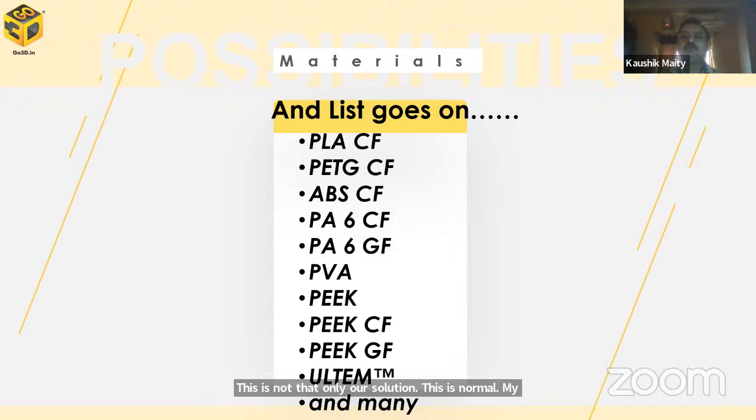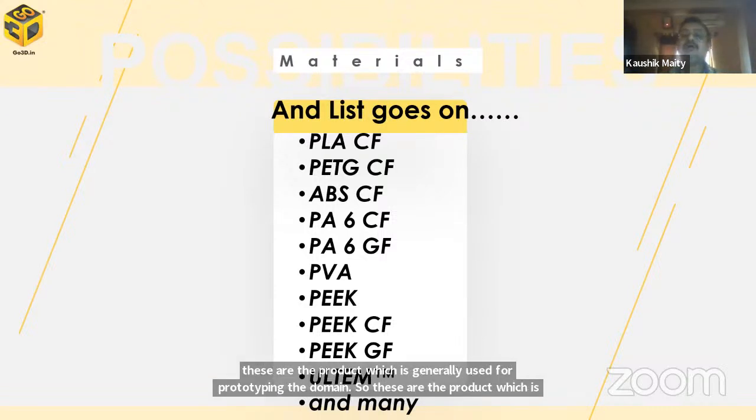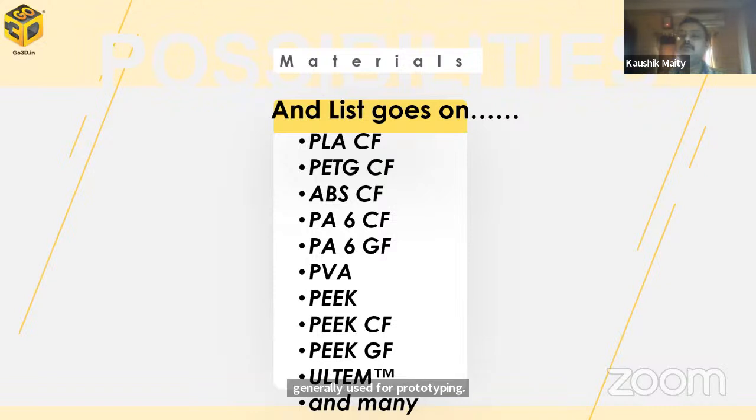So these are the materials which are generally used for prototyping: PLA, CF, PETG, ABS, carbon fiber, PEEK, TPU, ULTEM. ULTEM is a biocompatible material. Medical people use it. If somebody wants to have an injection syringe and use it for a medical purpose, he has to use such a material. It's non-toxic and has a lot of other features, no side effects and all.